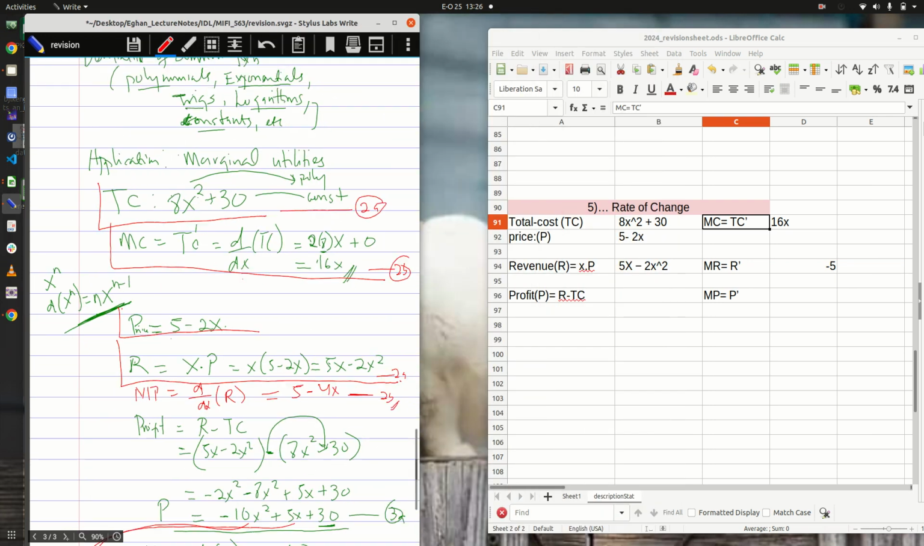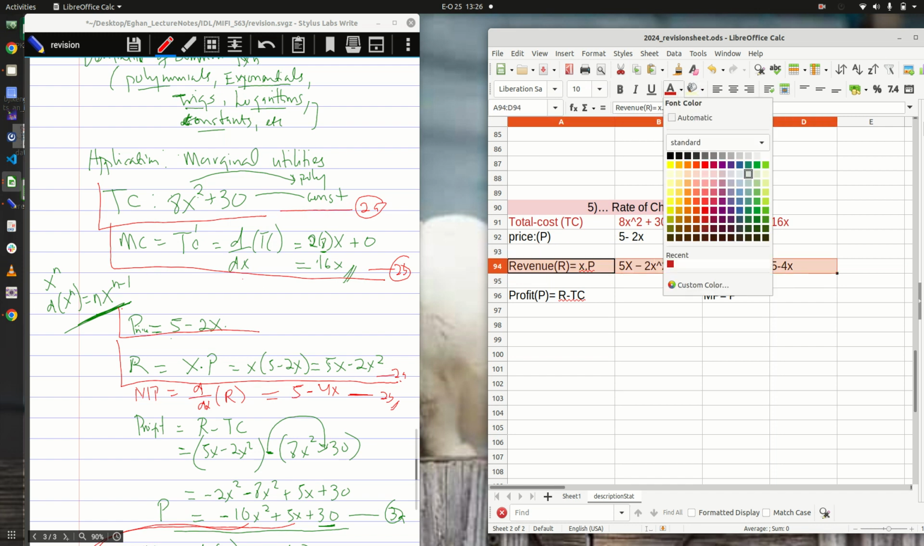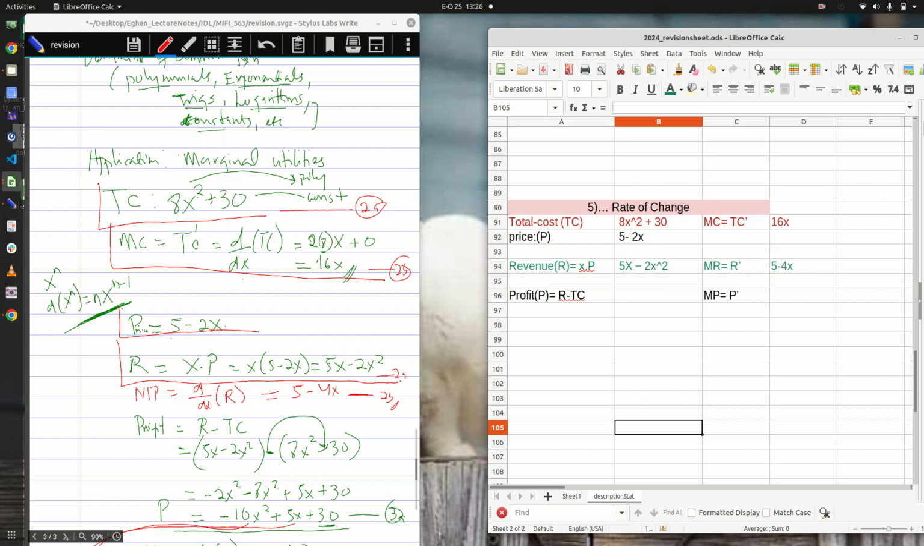That is the 2b as here. Okay, then I have the revenue as 5x minus 2x squared here, and then the marginal revenue, that is 2b, I had 5 minus 4x. Let me use green. Alright, now we had a profit, that is 3a.